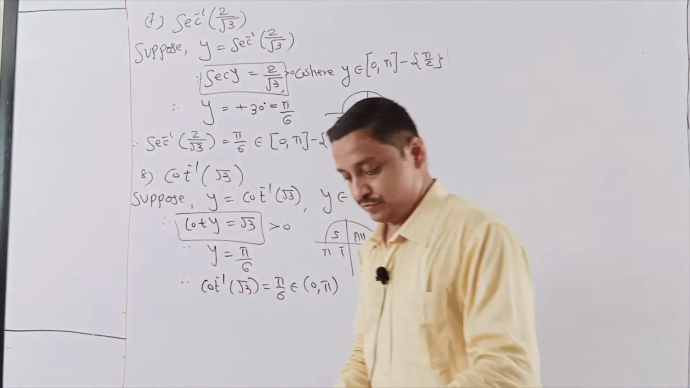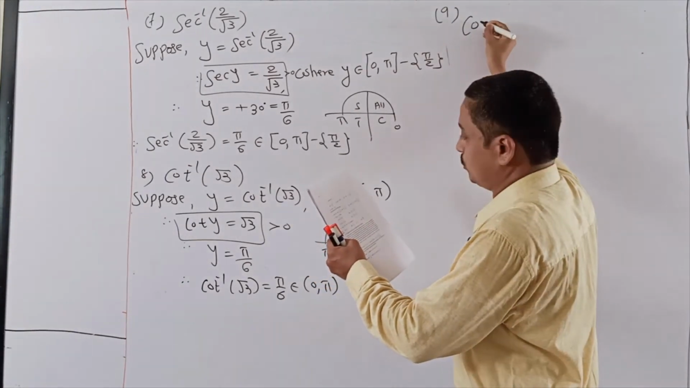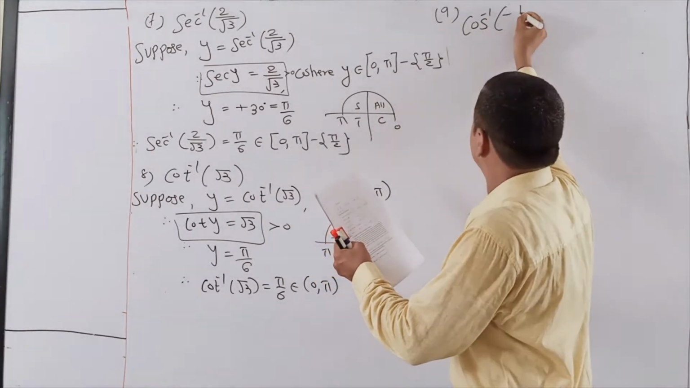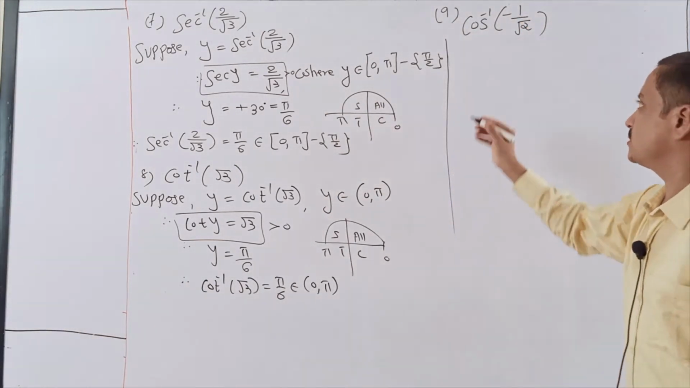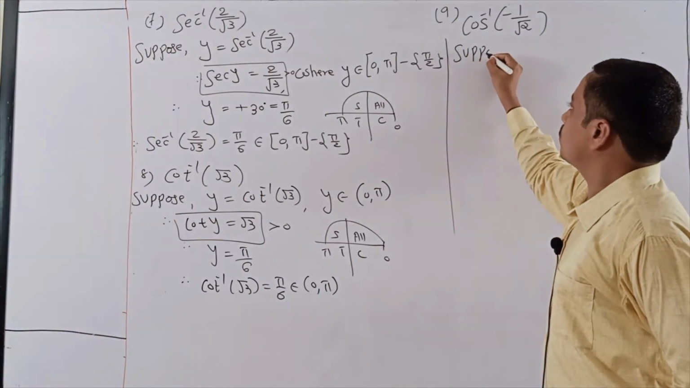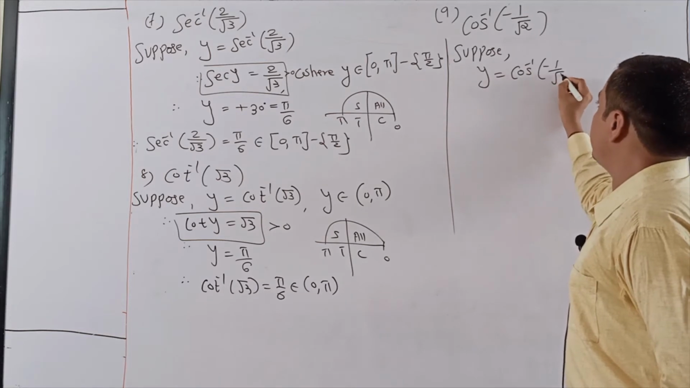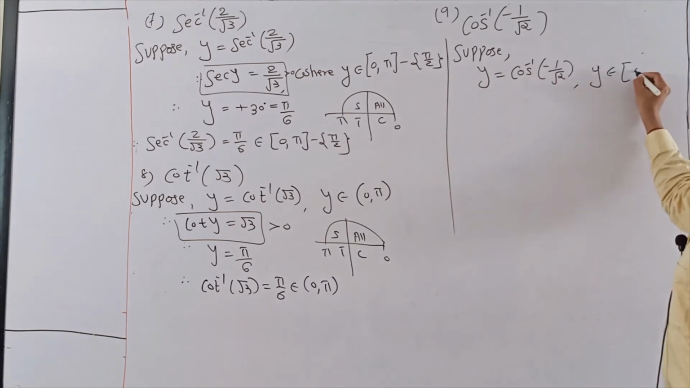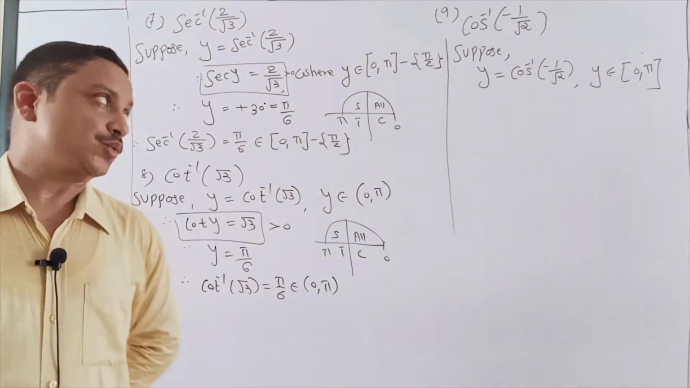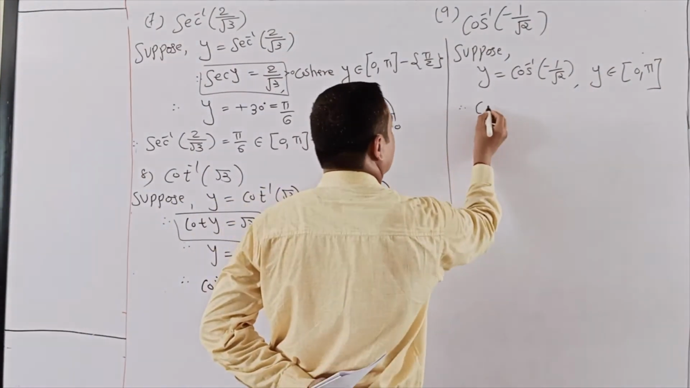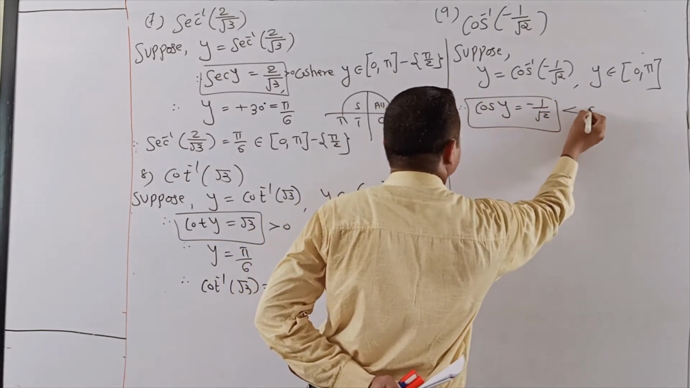Question number 9. Cos inverse minus 1 by root 2. Same explanation. Suppose the given question is equal to y, where y belongs to my range 0 to pi. So what is cos y? Cos y is minus 1 by root 2, which is less than 0.